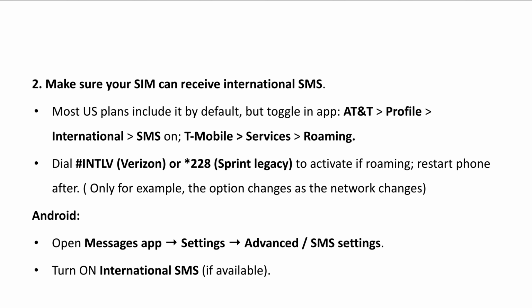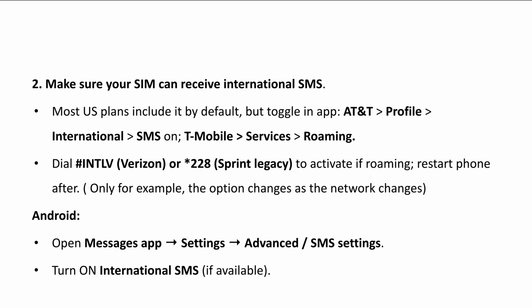So make sure your SIM can receive international SMS. Most US plans include it by default, but toggle it in the app. On AT&T, go to profile, then international calls. On T-Mobile, go to service, then roaming. Dial hash INTL hash or star 228 on Sprint legacy to activate if roaming. Restart the phone after any option changes so the network updates.